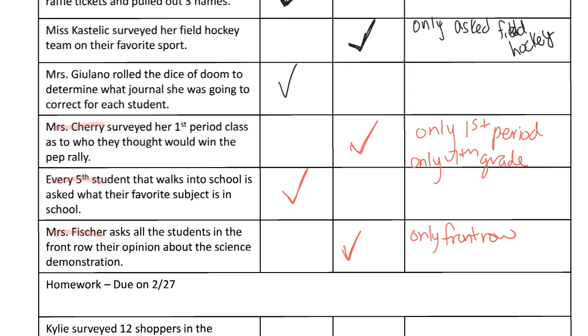The last one was Fisher asked all the students in the front row their opinion about the science demonstration. Think about if she's showing you something right up front. If you're in the front row, you have a better view of what's happening than if you're in the back row. So since she's only asking the people right in front, that's not a clear sample of how the demonstration actually was.